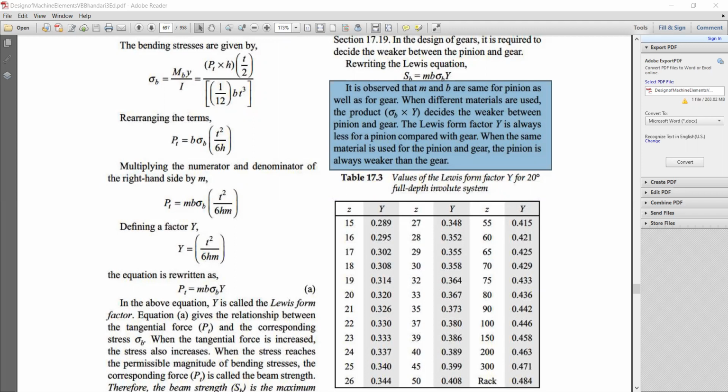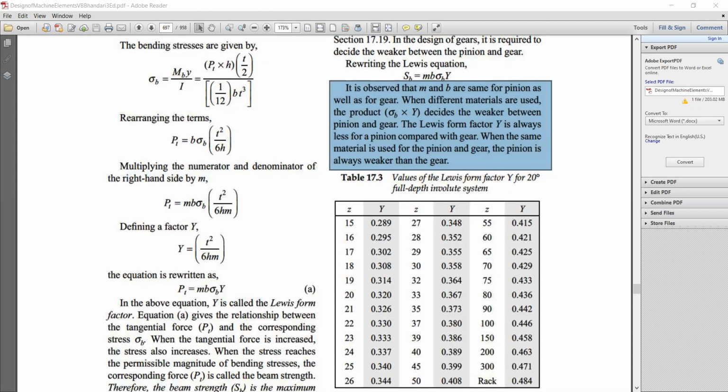A is the center distance, R the cone radius, i is the gear ratio. Gear ratio depends upon the number of teeth on gear divided by pinion, or you can say the speed of pinion divided by speed of gear. So from this you get the gear ratio, and gear ratio is very important for design. Z is nothing but the number of teeth: Z1 the number of teeth on pinion and Z2 the number of teeth on wheel. M is the module.